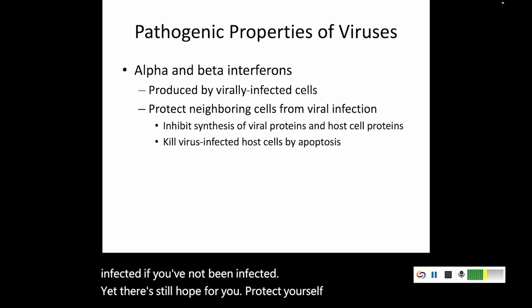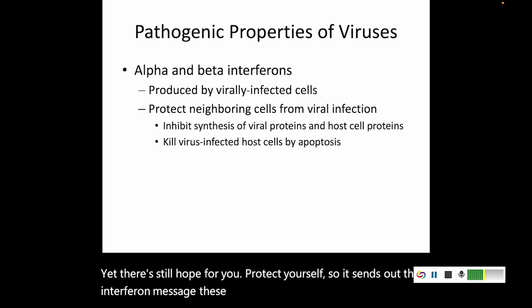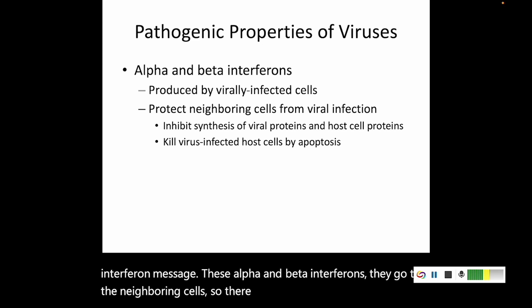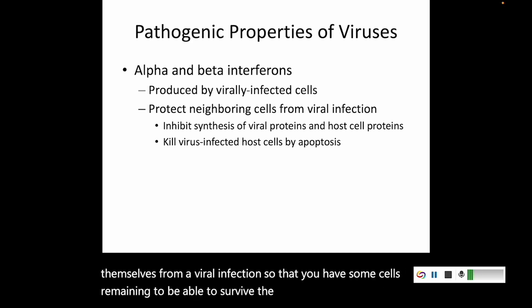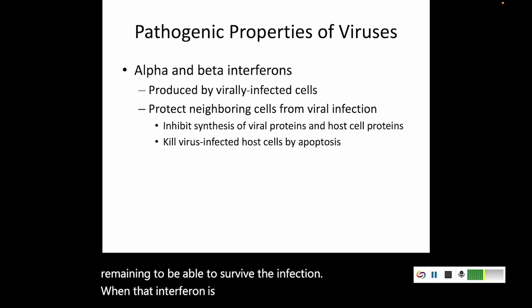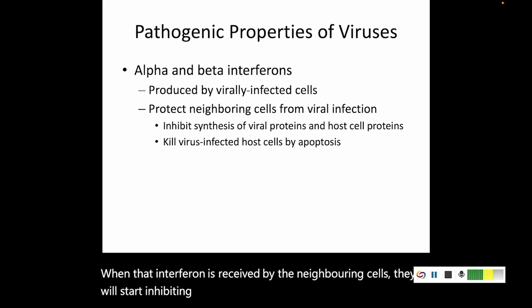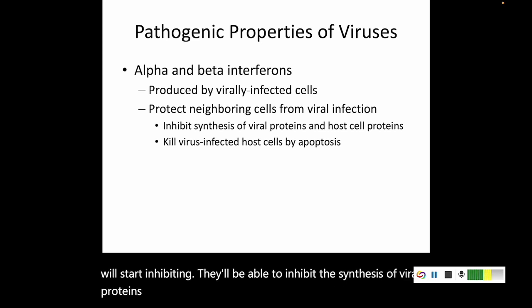So it sends out this interferon message, these alpha and beta interferons. They go to the neighboring cells, so those neighboring cells can protect themselves from a viral infection, so that you have some cells remaining to be able to survive the infection. When that interferon is received by the neighboring cells, they'll be able to inhibit the synthesis of viral proteins. And it also triggers for virally infected cells to be killed by apoptosis.